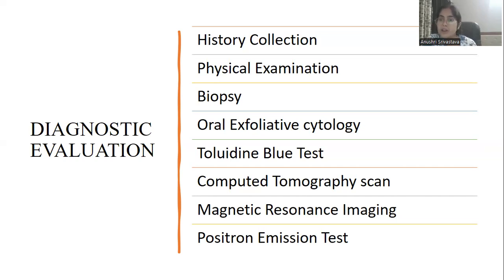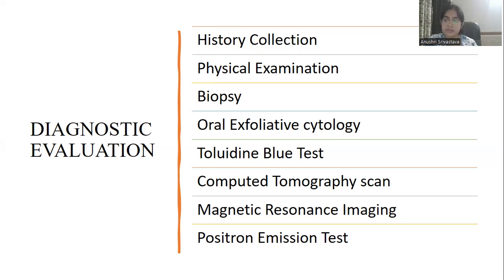Then we will take a biopsy. A biopsy is a tissue or cell extraction from the oral cavity, and we will get to know whether it is a cancerous, precancerous, or non-cancerous lesion. Then we will get oral exfoliative cytology. We will take oral cavity tissue, and we will study it.